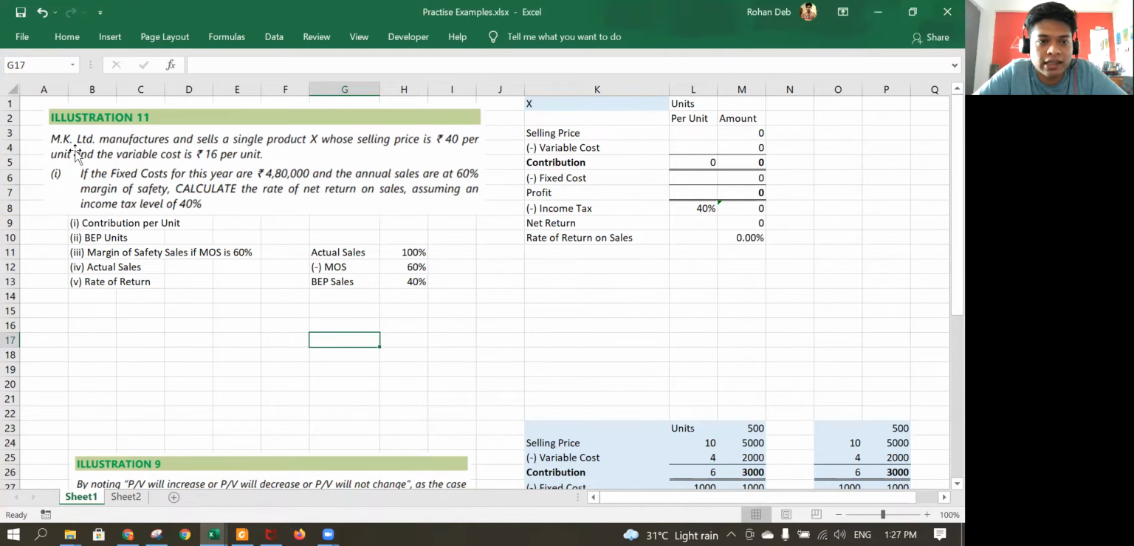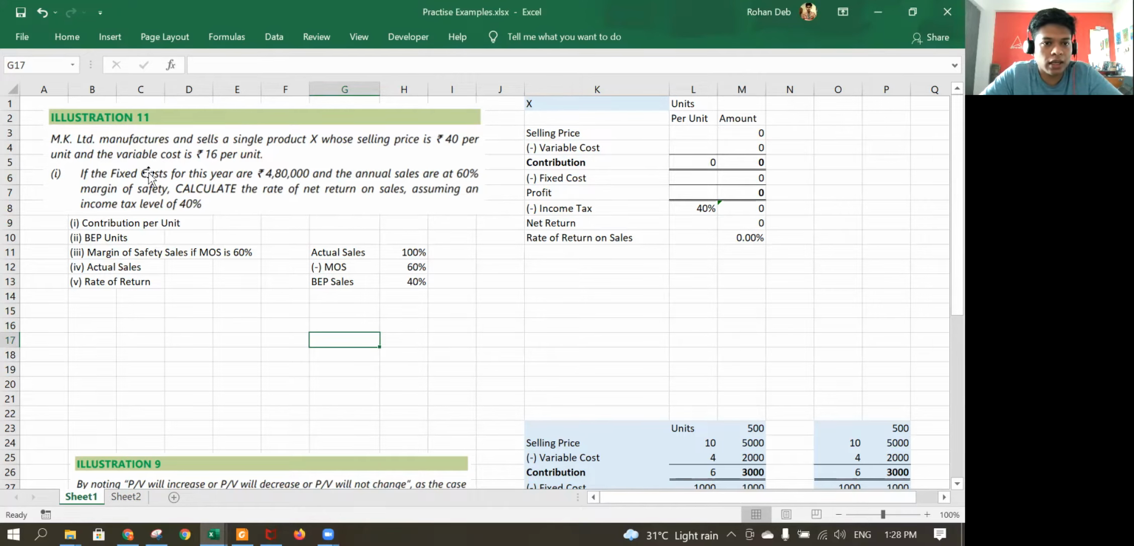MK Limited manufactures and sells a product whose selling price is 40 and the variable cost is 16 rupees per unit. Fixed cost is 4,80,000 and the annual sales are at 60% margin of safety. Calculate the rate of return net of sales assuming income tax. For this purpose, we are skipping the income tax part because this has not been done in class. So I'm hoping that this won't come. But other than that, rate of return on the sales can come.